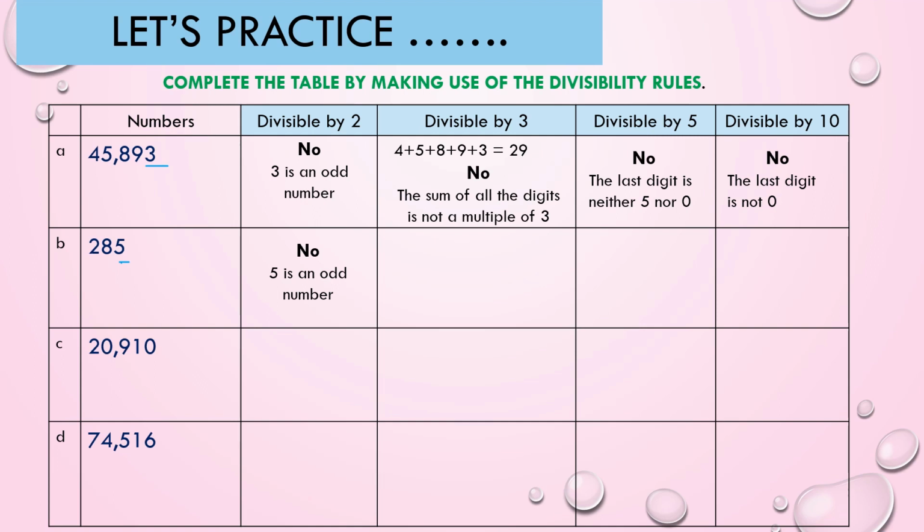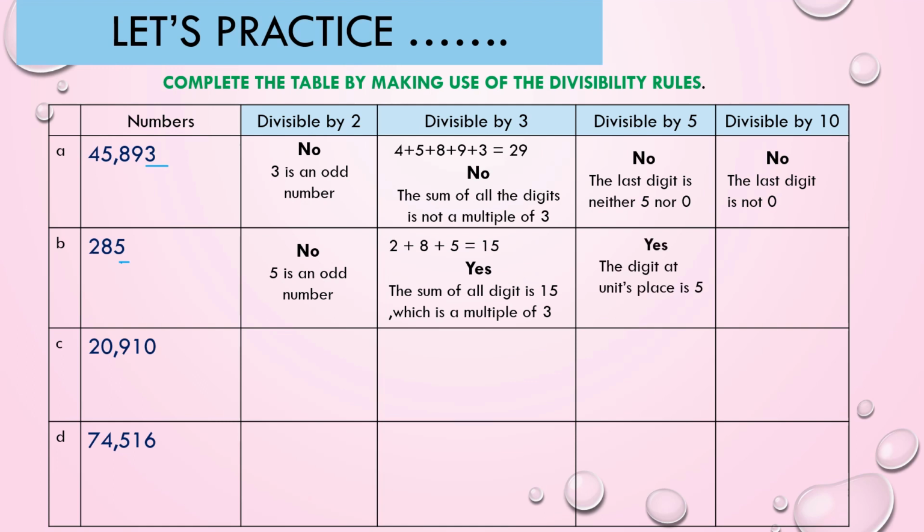Now for 3, quickly add them. 2 plus 8, 10. 10 plus 5, 15. Is 15 a multiple of 3? 15 आता है 3 के टेबल में. Yes. It means that this number is divisible by 3. Quickly tell me whether it is divisible by 5 or not. Yes, it is, because the digit at the units place is 5. According to rule, it is divisible by 5. And for 10, it's a no, because we don't have a 0 at the units place. Done? Now move on to C.